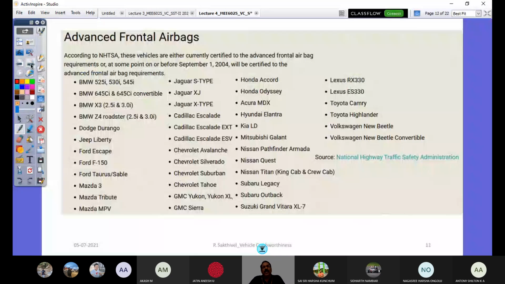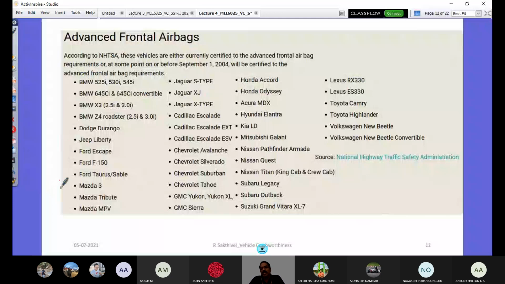So advanced frontal airbags, what we were talking about, are employed in these vehicles certified by the National Highway Traffic Safety Administration. They may be certified before 2004 or after 2004. And this data may not be up to date. I have got it from the site. And you see that these are the vehicles which are certified with smarter airbags.